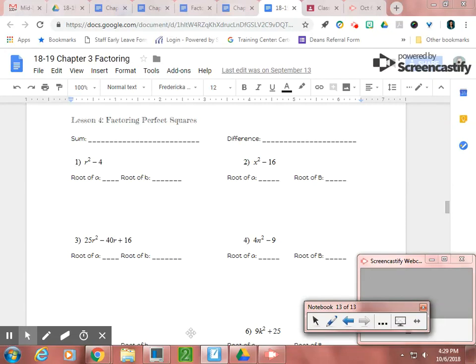Factoring when you have perfect squares. So this is just kind of an extra step or a shortcut. You don't always have to use it, but you can when you have perfect squares. So if it's the sum, you're going to have it as a plus b squared or a minus b squared. And we'll talk about the difference in those two. And the difference, you're going to have a plus b and a minus b. You're going to have both of those parts.